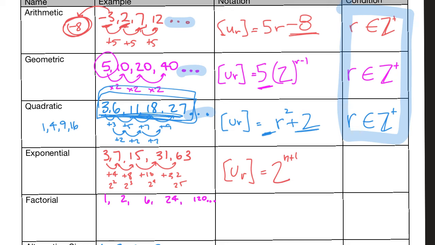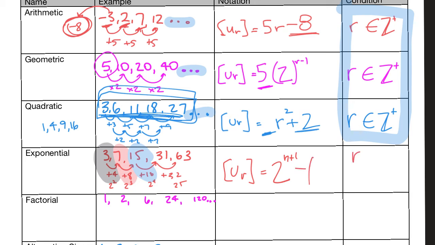Again, you may have to test it out. And then you can see there's a very close connection. This 3 is 1 less than 4. And this 7 is 1 less than 8. And this 15 is 1 less than the 16. So you can see that the adjustment I need to make here is to subtract 1.